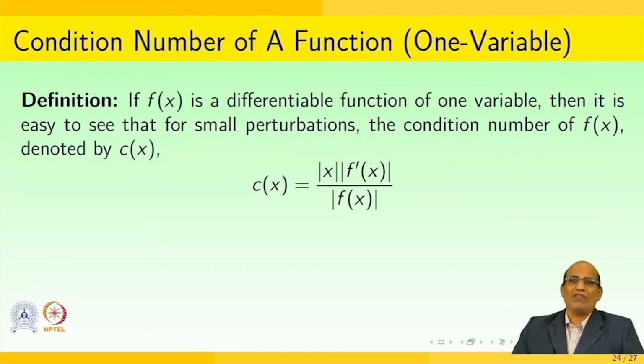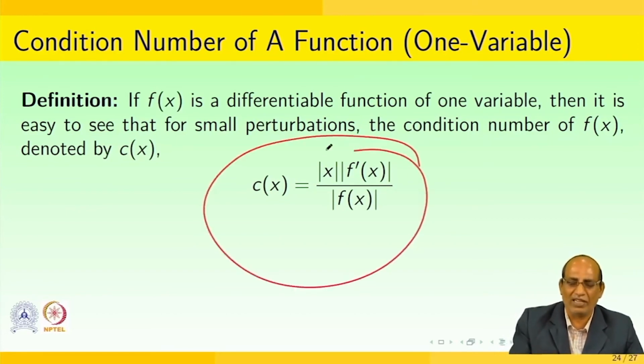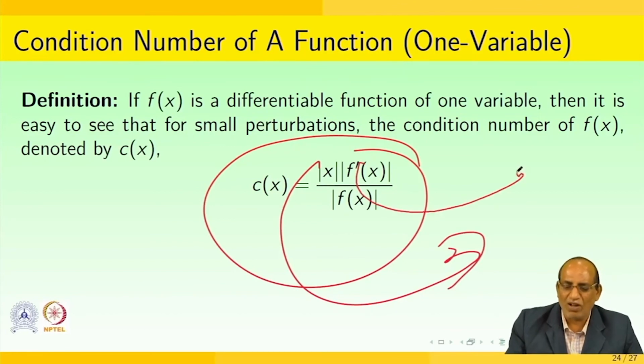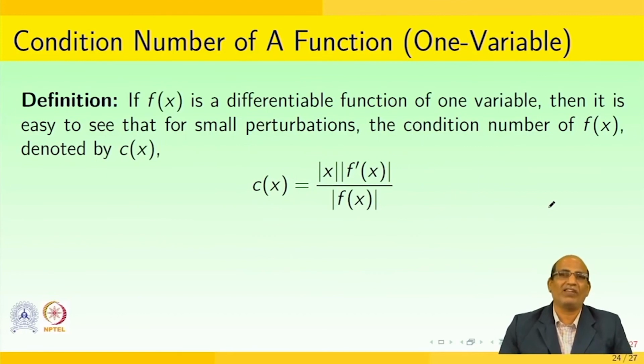Similarly, we can also have the condition number of a function of one variable. If f(x) is a differentiable function of one variable, then it is easy to see that for small perturbation, the condition number, which we call c(x), is given by mod of x times f prime of x divided by f of x. If the condition number is a small value, let's say 1, 2, 3, 4, 5, 15 like that, then it is a well-conditioned system. If it is a bigger number such as 10 power 4, 10 power 5, then the system will become ill-conditioned. So essentially, a small condition number leads to a well-conditioned system, and a bigger condition number leads to an ill-conditioned system.